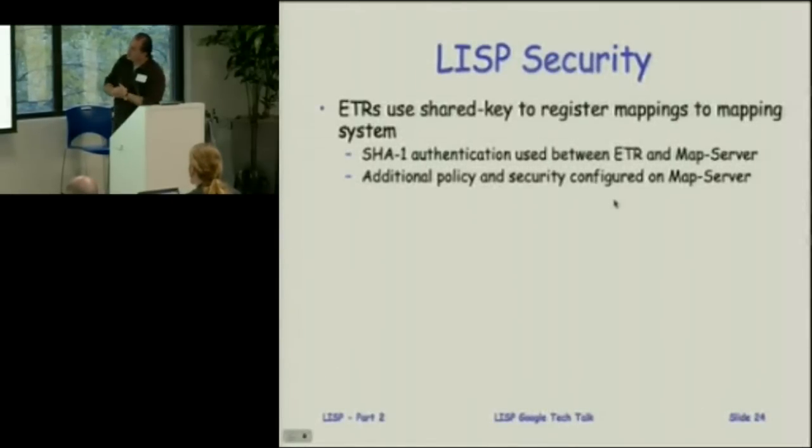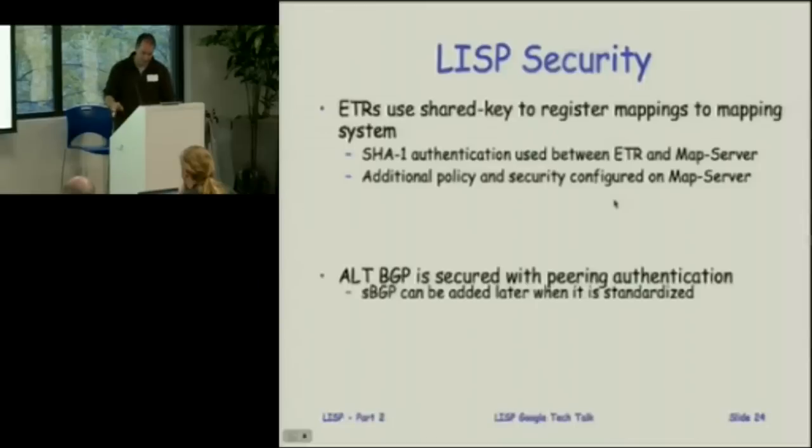ETRs use shared keys to register mappings to the mapping system. We use SHA-1. When you decide what your EID prefixes are because you call a registry, and then you connect to your service providers and find out what the locators are, you got this binding. Now you go buy service from a mapping service provider, and you say, I'm going to register this binding to you. The key's going to be 1, 2, 3, 4, 5. They configure it the same way on the other end. And they could also configure policy on that end, too, to decide which locators you accept with this verification key. So these EID prefixes are not injected into that ALT BGP system unless it's verified by this manual process. This is good. Manual is good sometimes.